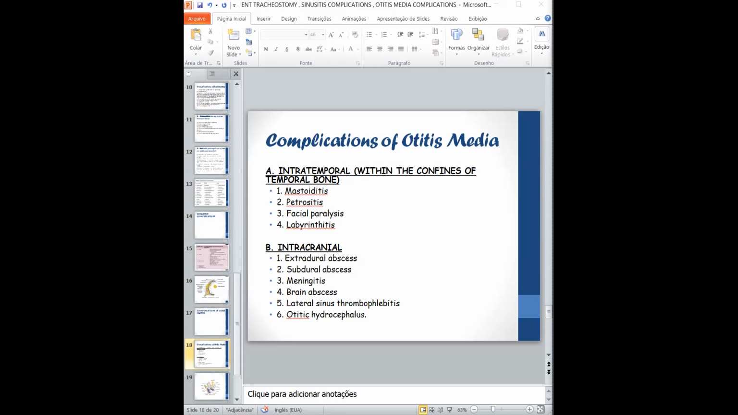the third complication, which is facial paralysis. This can occur both as a complication of acute and chronic otitis media.